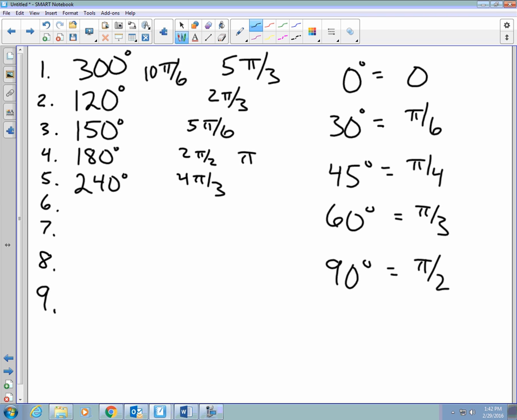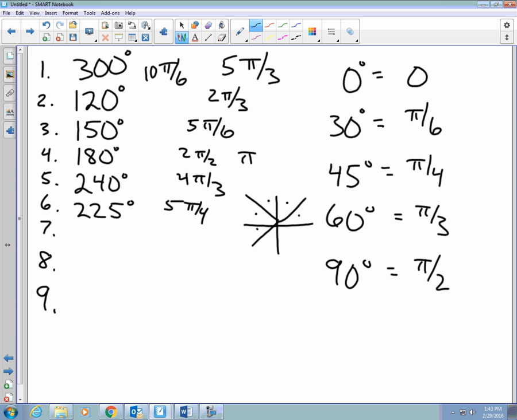We're going to give you a tougher one. Are you ready? This is a tough one. 225. You know it's 45, right? So count. Were you able to locate that 225 is going to be right there? So you know it's 45, right? So it's 1, 2, 3, 4, 5. It's 5 of the pi over 4s.